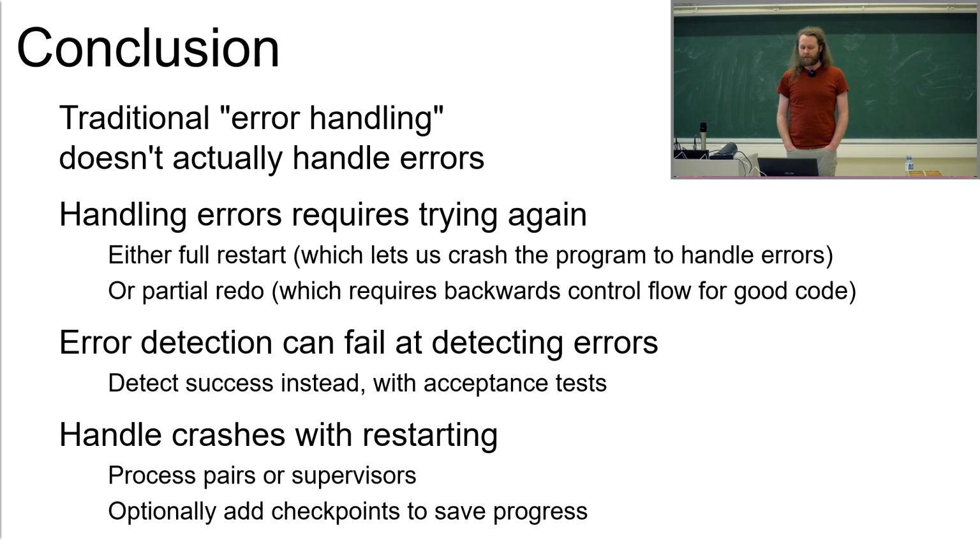So there are some necessary things. That is the acceptance test, necessary. Crashing or handling crashing, necessary. Optional things: partial undos. Another optional thing: saving progress.